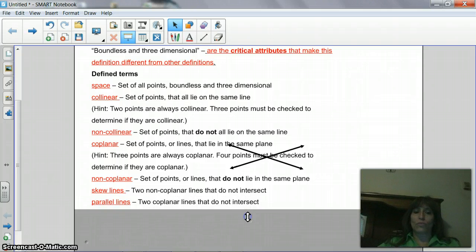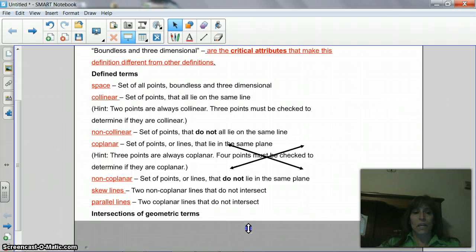Alright. Next word is parallel lines. They're 2 coplanar lines that do not intersect. So they're on the same plane, they might be both on this plane, but they're never going to touch each other. A really good example of that would be a divided highway. They're going to keep going side by side, but they're never actually going to cross. Or railroad tracks. That one's used a million times.